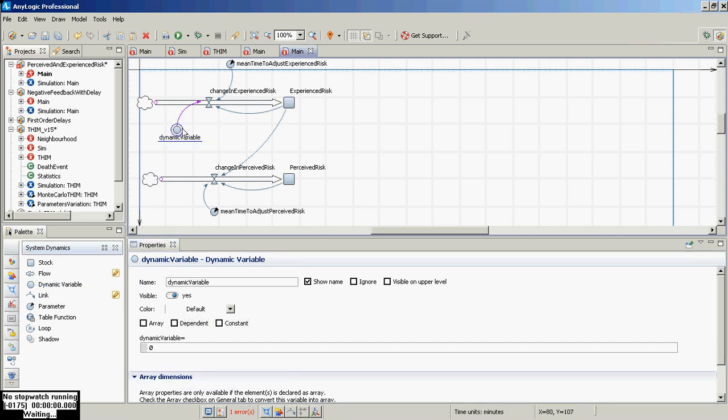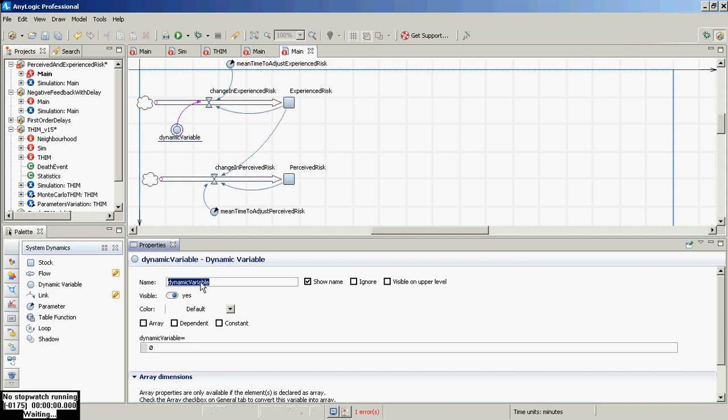Okay, so it's hitched up. This is a dynamic variable, and this will be called sort of intended risk. Actually, the common name for it used in modeling, we might as well call it, is indicated risk. So it's kind of the risk that we're going to be trying to change based on our perceived risk.